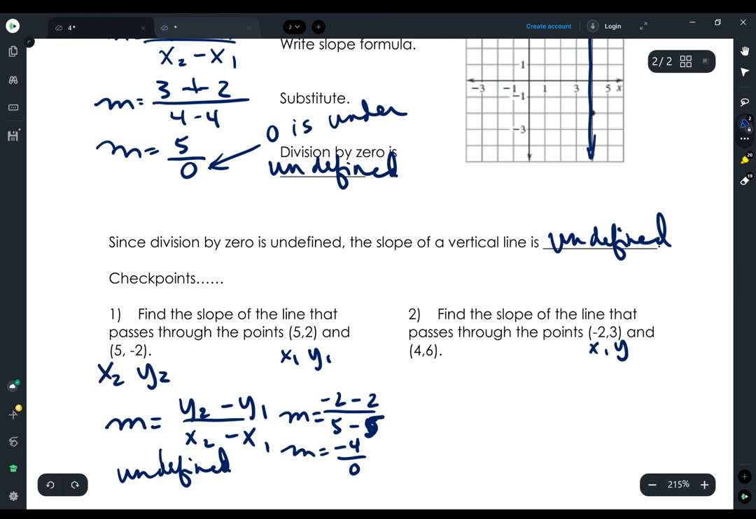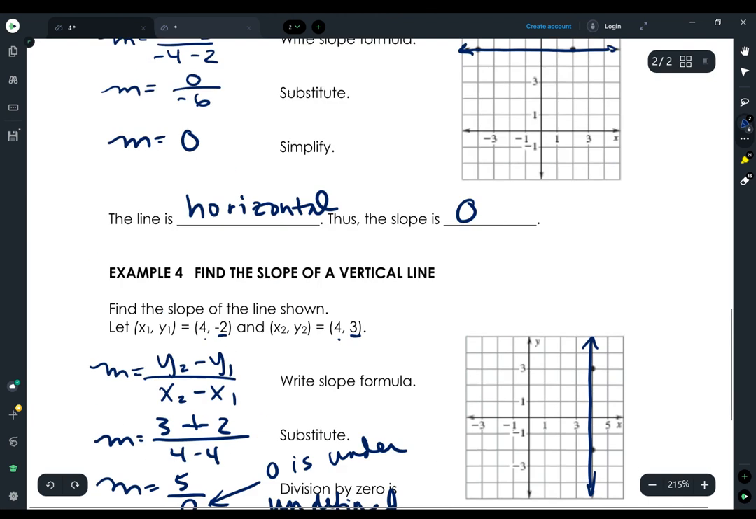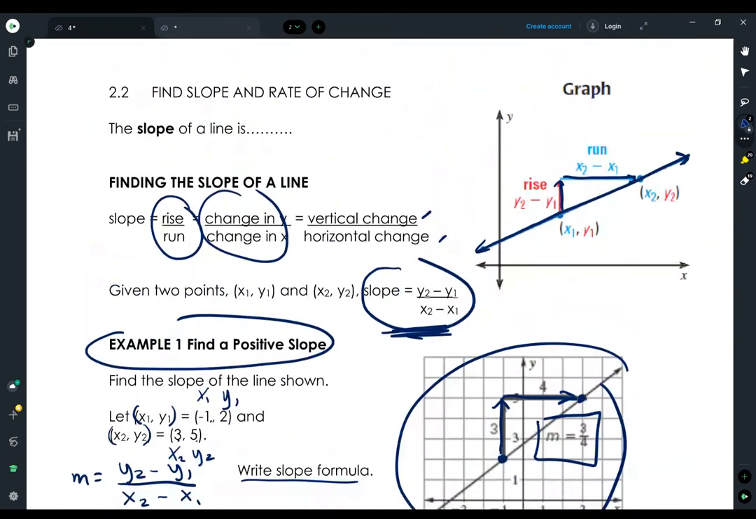And then second one, write down my formula again. So y2 is 6, y1 is 3, 6 minus 3 over x2 is 4, x1 is -2. So 3 over 6, which is 1/2. So we have a slope of 1/2. So this is it for our 2-2 notes. Find slope and rate of change. So our big topic today, what we need to master is being able to use the slope formula. Please ask in class if you need help.